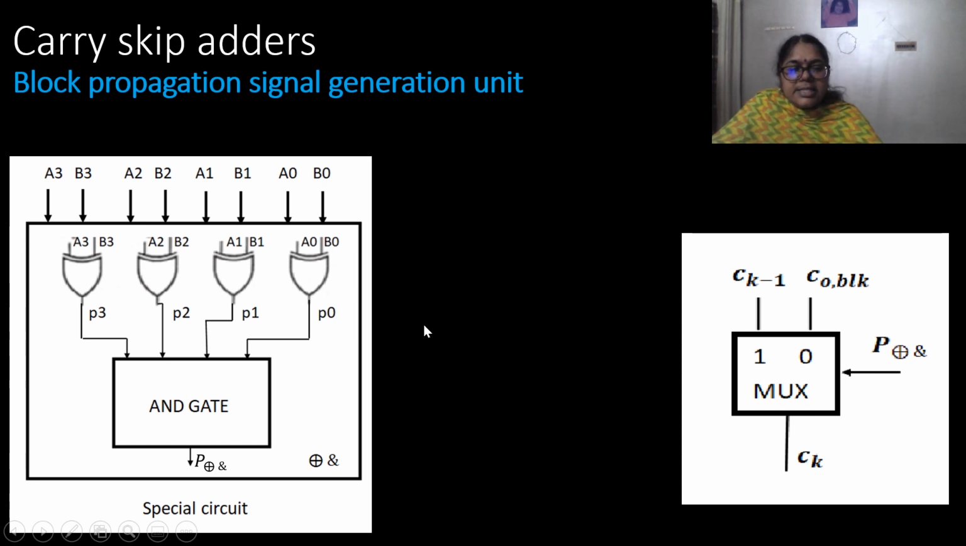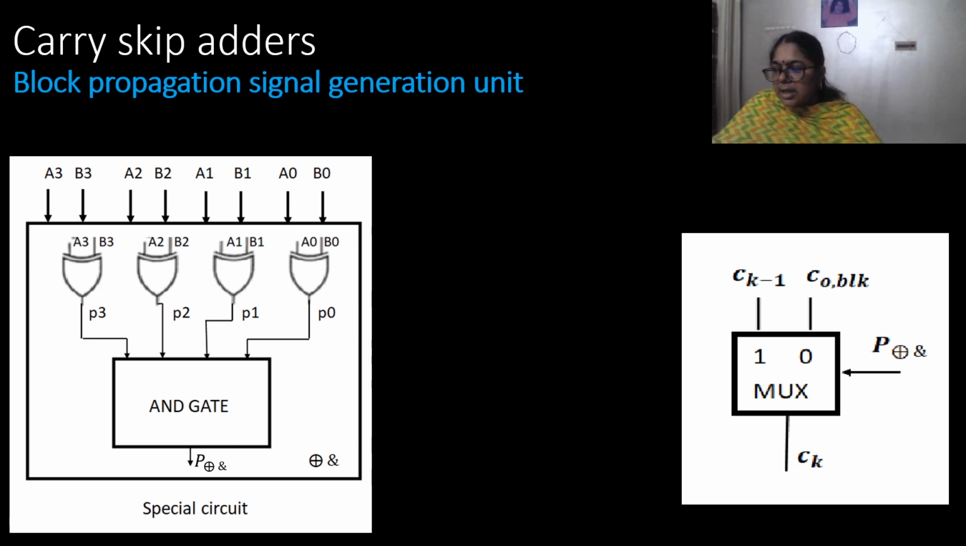And then this block propagation signal is given as the select line to the 2:1 multiplexer, to which the previous carry Ck-1 and the output carry generated by the block are given as the inputs. So if the block propagation signal is 0, it means the carry generated by the block is going to be passed as the carry output. Otherwise, if the block propagation signal is 1, then Ck-1, that is the previous carry, is going to be taken as the carry output.